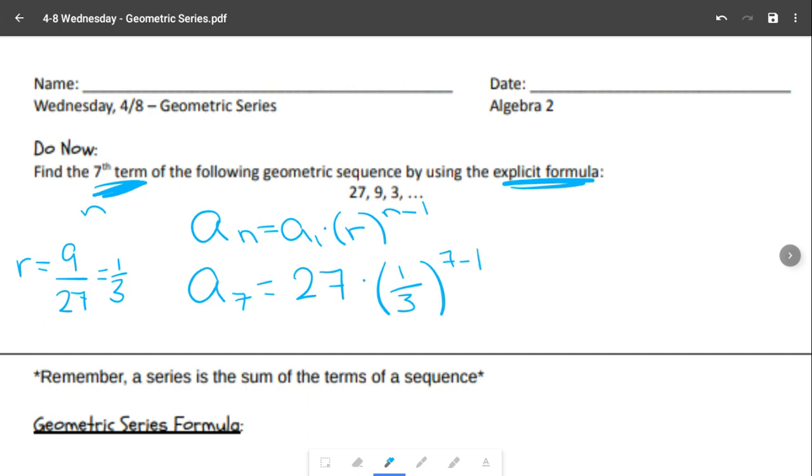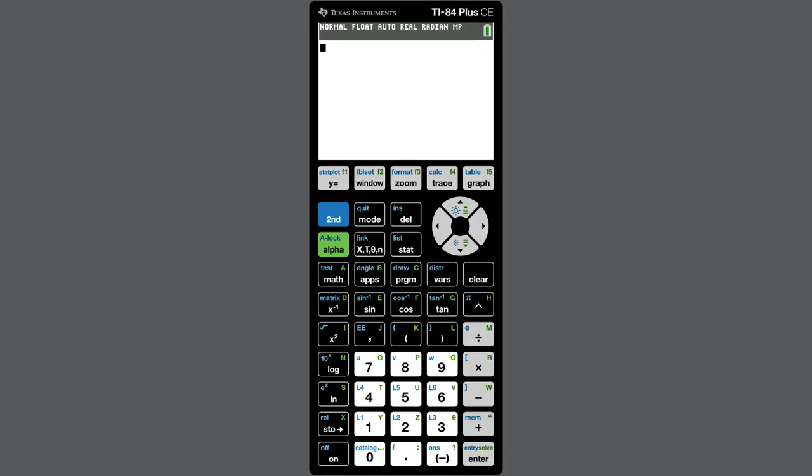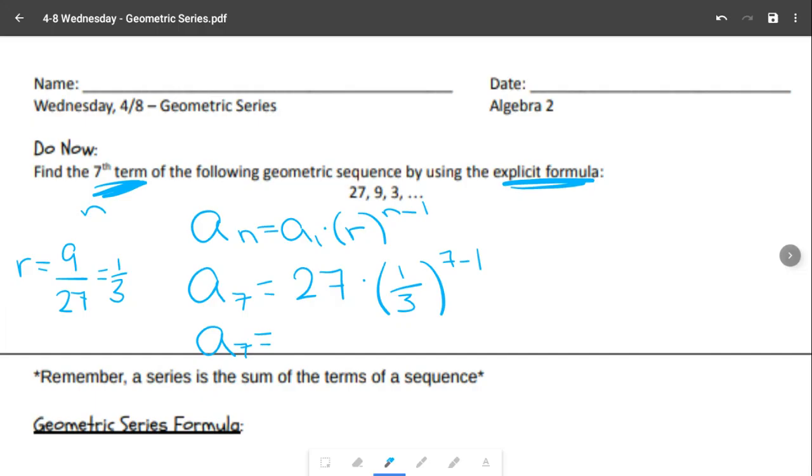Again, n is 7. So we can type this into our calculator: 27 times 1/3 to the 7 minus 1 power. This is definitely not a nice decimal. It keeps going on forever. So I'm going to hit math, enter, enter, and make it a fraction, and you should get 1/27.